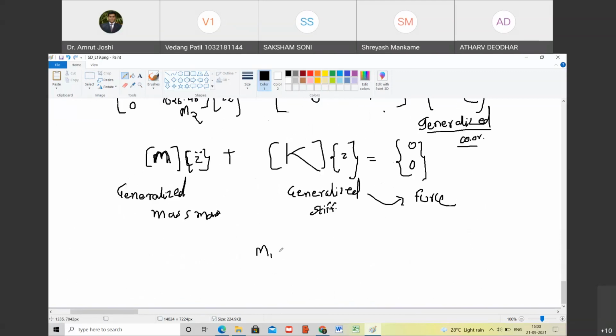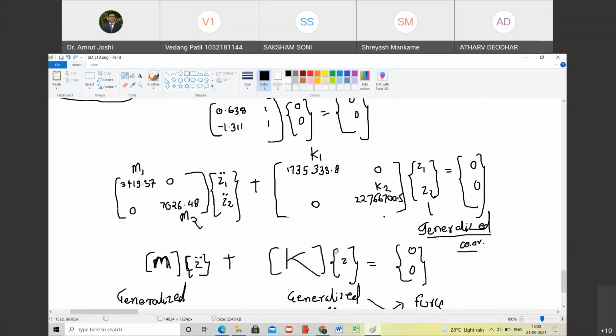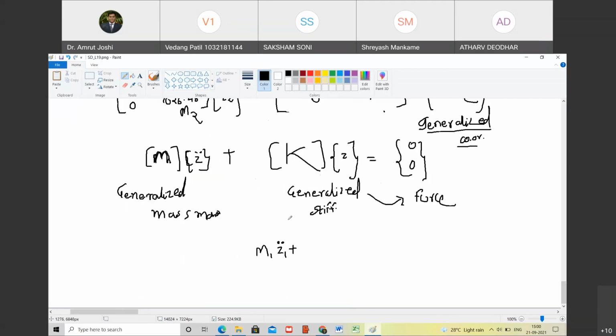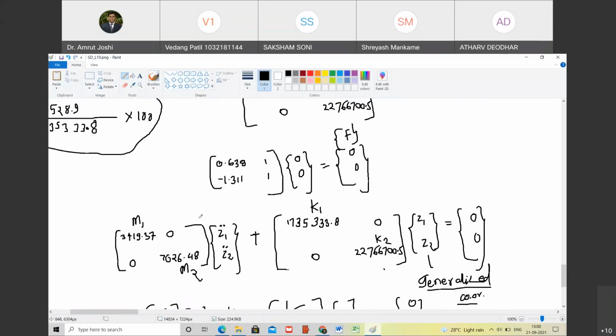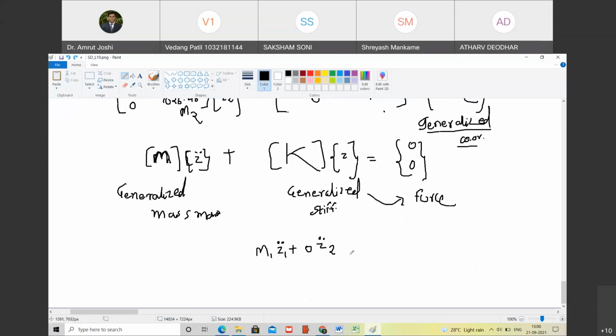M1 Z1 double dot plus, chalo bolo, M2 0 times Z2 double dot. First row expand कर रहे हैं ना हम. So M1 Z1 double dot plus 0 times Z2 double dot. As this matrix becomes diagonalized, this term does not contain Z2. Therefore, we don't have any contribution from Z2 double dot. Plus K1 Z1.